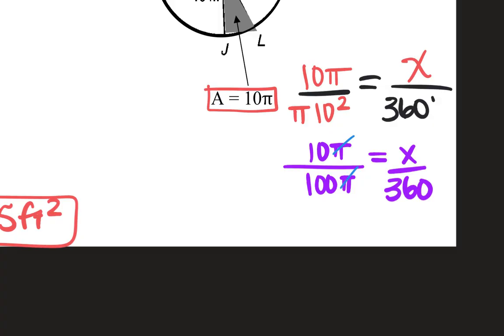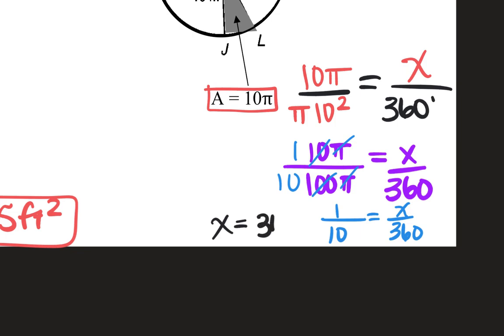The 10 pi over 100 pi reduces to what? 1/10. So now you could really look at this as 1/10 is equal to x over 360. And that just makes your numbers a little smaller, easier to work with. So what do we get for the angle? Round that one to a whole number. What would we get for the angle? 36 degrees. 36 degrees. All right, when you're ready, we'll go to the last page.